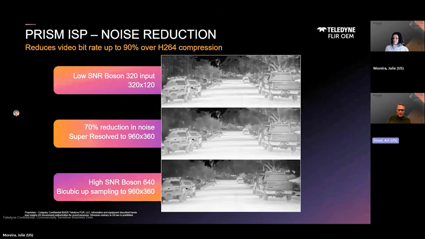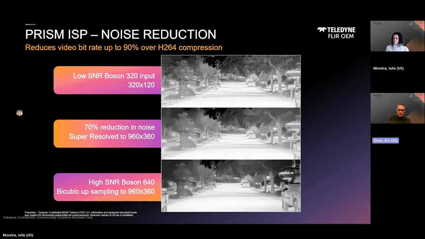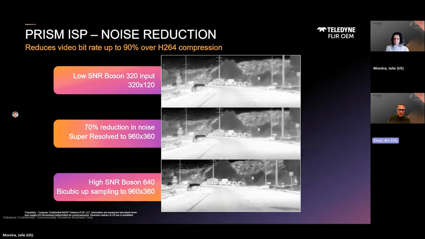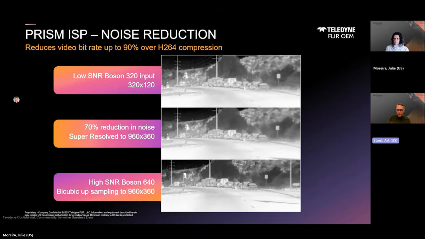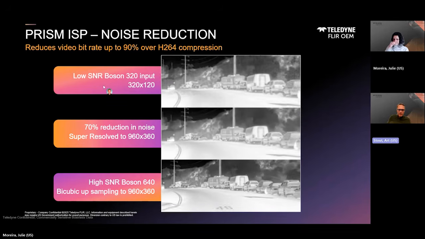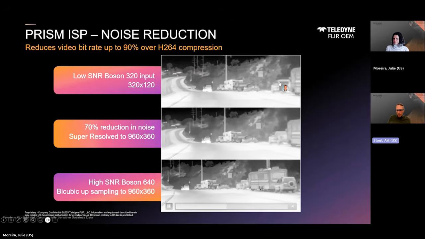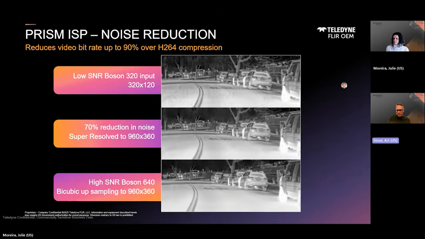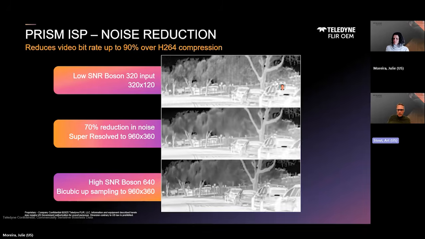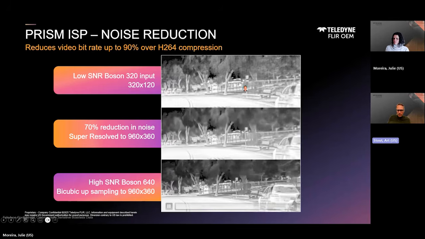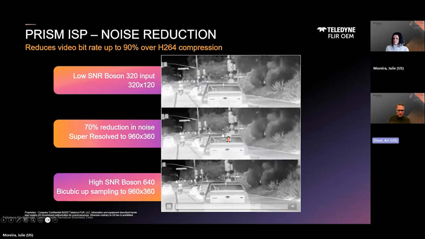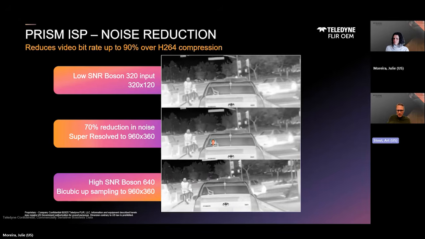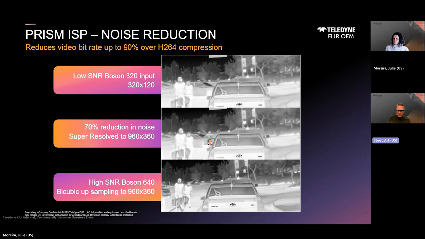The next part of our ISP is our noise reduction. Since we can't compress noise, the ability to reduce noise vastly improves the bit rate. So here in the top frame, you see a Boson put into low gain mode, which outputs the most dynamic range, but a higher NEdT. So that's a good reference or source data for our noise reduction filter. In this second frame, we're super resolving as well. And you can see the tremendous improvement in the image quality.